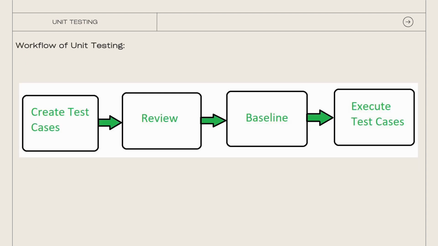The workflow of unit testing involves four main steps: creating test cases, review, establish a baseline, and execute test cases. First, test cases are created to validate individual software components. Then, they are reviewed for accuracy and coverage. A baseline is established as a reference point for future comparisons. Finally, the test cases are executed to verify functionality and identify any issues.